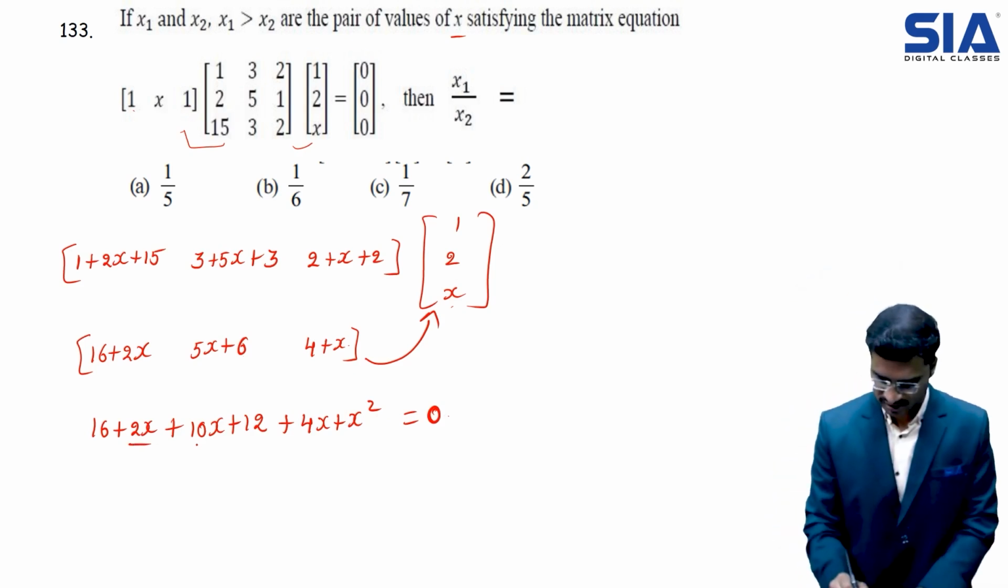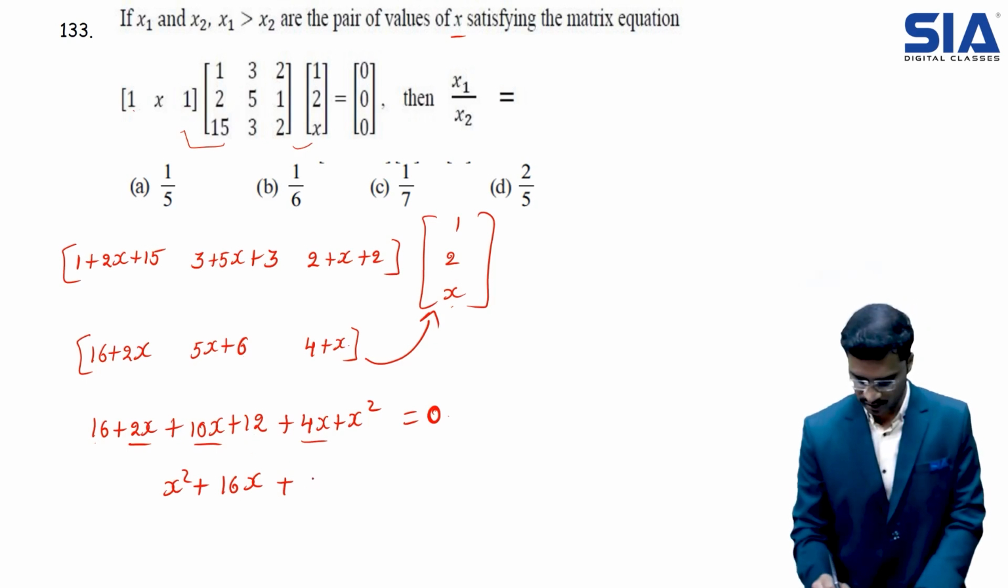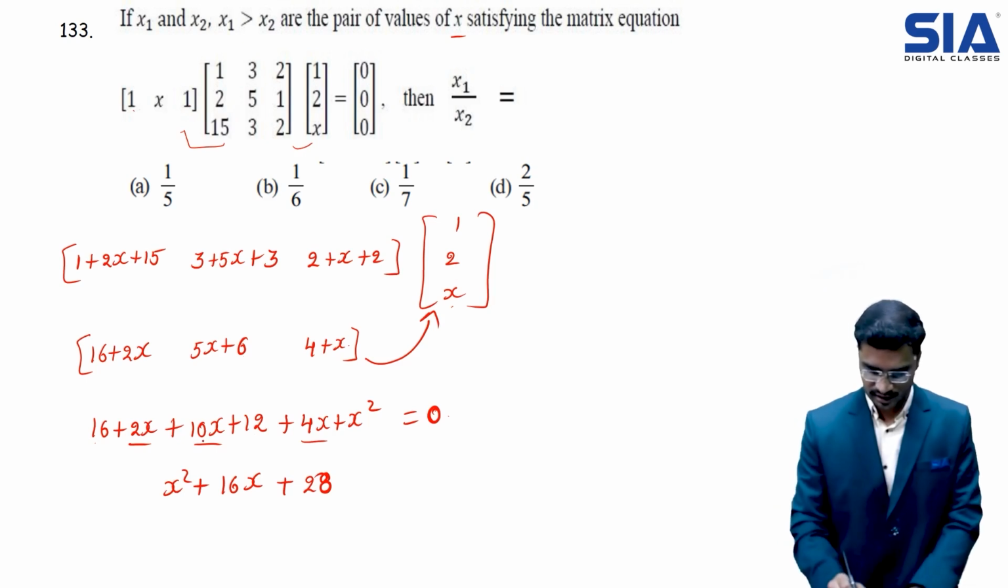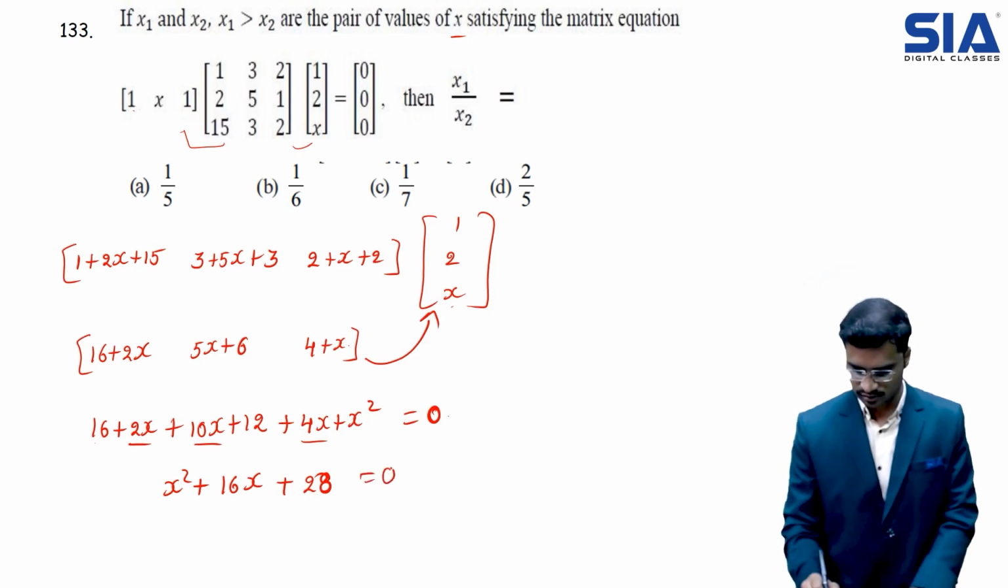So 2x, 10x, 4x, which is 16x: x square plus 16x plus 16 plus 12. 16 plus 12 is what? 28. So let us check. 10 plus 2 is 12, 12 plus 4 is 16x. So the value here is x square plus 16x plus 28 equals 0.